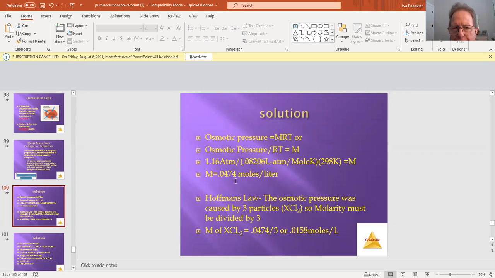The 0.0474 moles per liter was the molarity of the moles of X plus my moles of Cl. So I had to divide that number of moles by 3 to get the molarity of my XCl2 solution. So that's where I came up with the molarity being that.